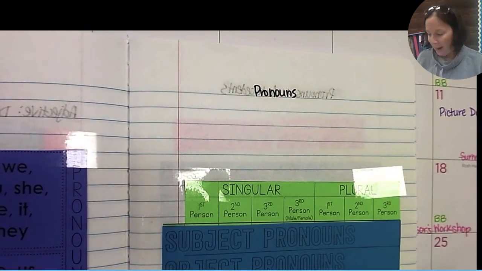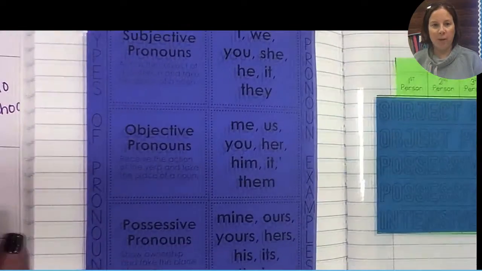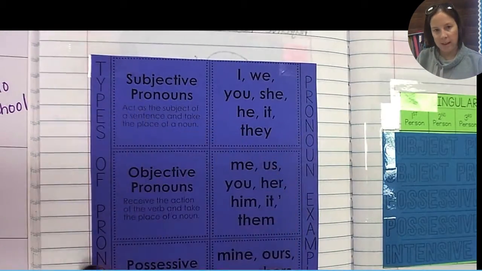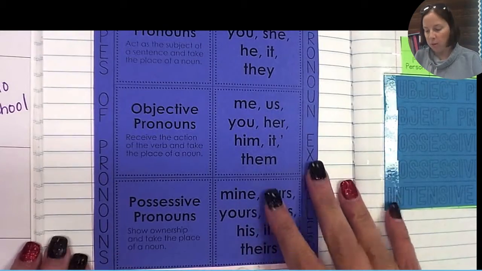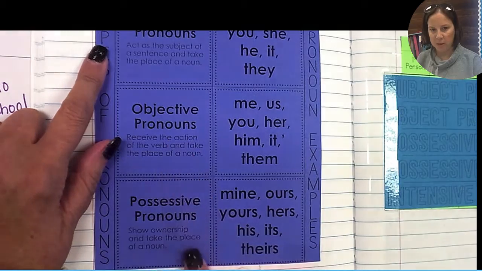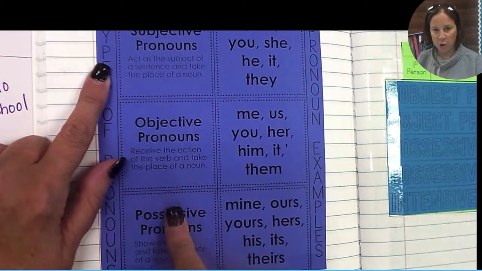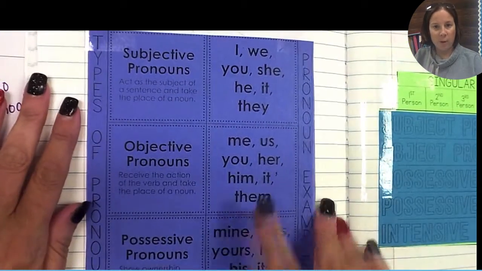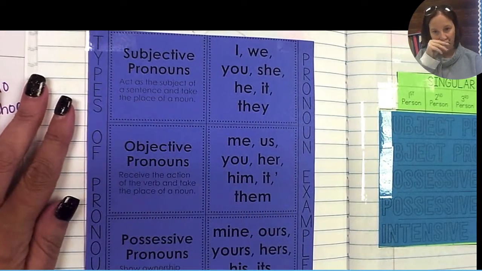Okay, so welcome back. So just for your knowledge, this over here is just for your reference. Okay, so it has, on this side, the types of pronouns. So you have 3 different kinds of pronouns. We have subjective pronouns, objective pronouns, and possessive pronouns. And it gives you the definition, and then it gives you these examples. Okay, so if you ever need to know this, this is right here.